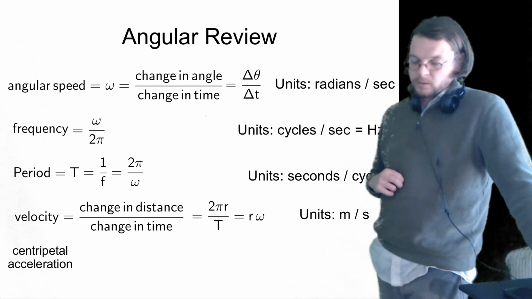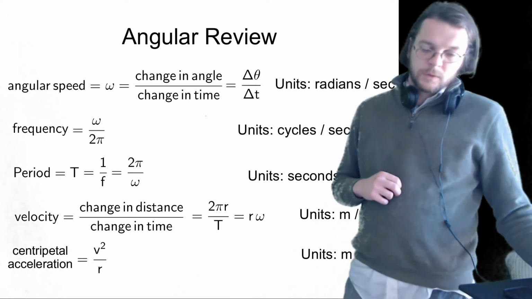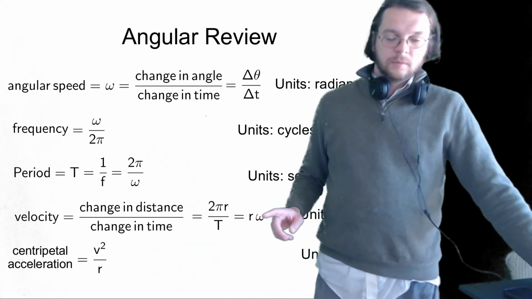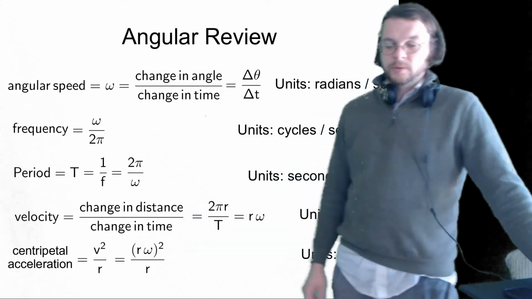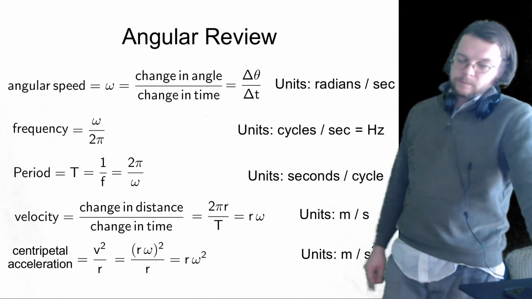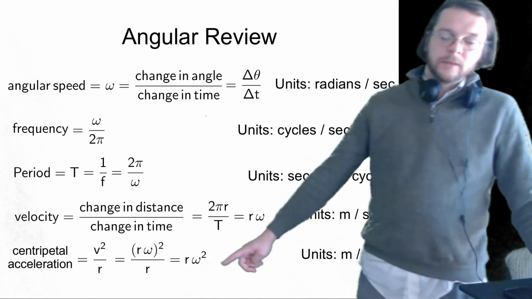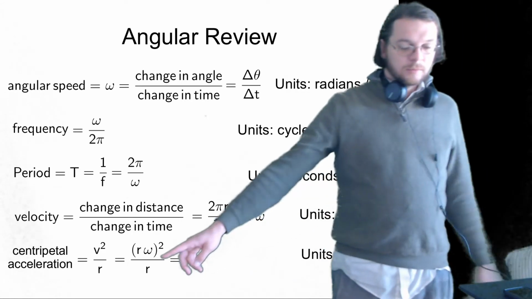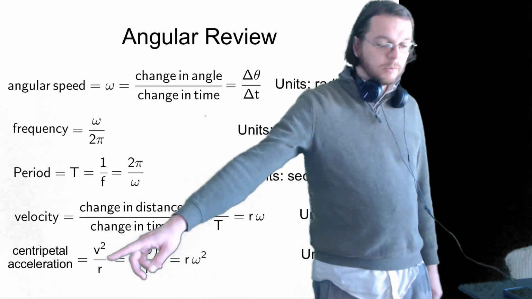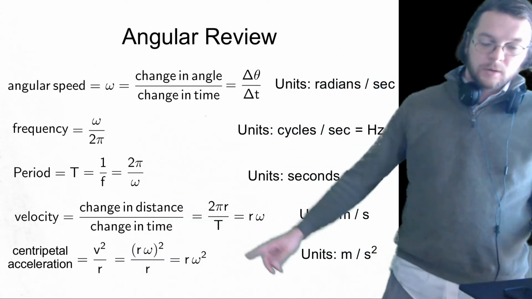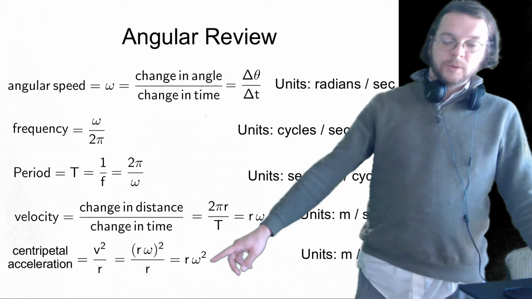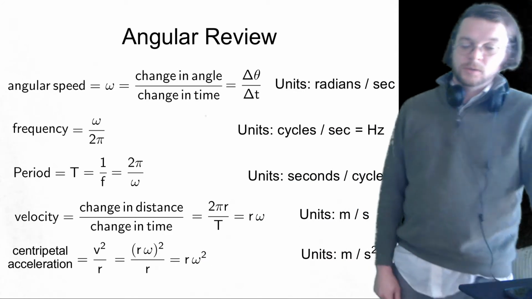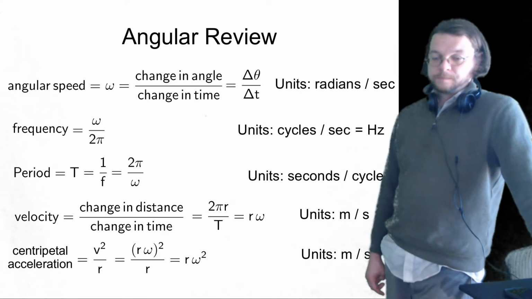And then finally, the centripetal acceleration we talked about last lecture is v squared over r. If you sub v equals r omega into this, you end up with r omega squared, and these are all equivalent. The units here are meters per second squared. If you think about meters per second, squared, divided by meters, that's how you get it. Or you can say this is per second squared times meters. One way or another, you end up with meters per second squared, as you would expect for the acceleration.